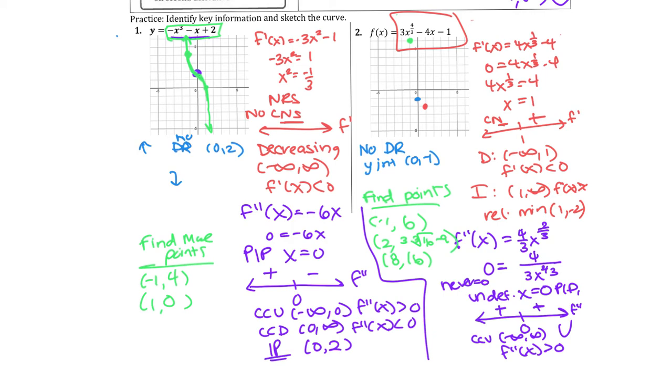So I'm going to connect. We are concave up everywhere. We were decreasing for that entire interval until I got to 1, and now we're going to start increasing. And I'm going to make sure there's arrows on both ends of my graph.